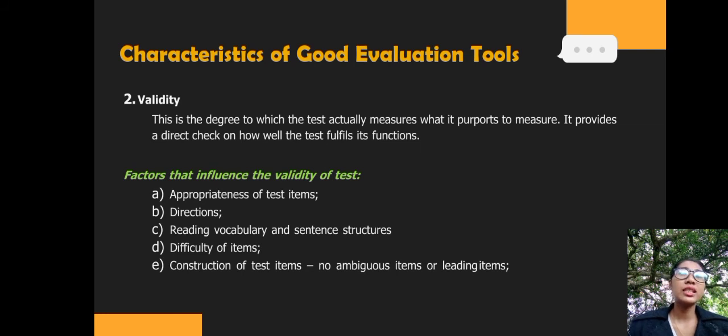The next, the validity. This is the degree to which the test actually measures what it purports to measure. It provides a direct check on how well the test fulfills its functions. Factors that influence the validity of the test: appropriateness of the test items, directions, reading vocabulary and sentence structures, difficulty of items, construction of test items, and no ambiguous items or leading items.